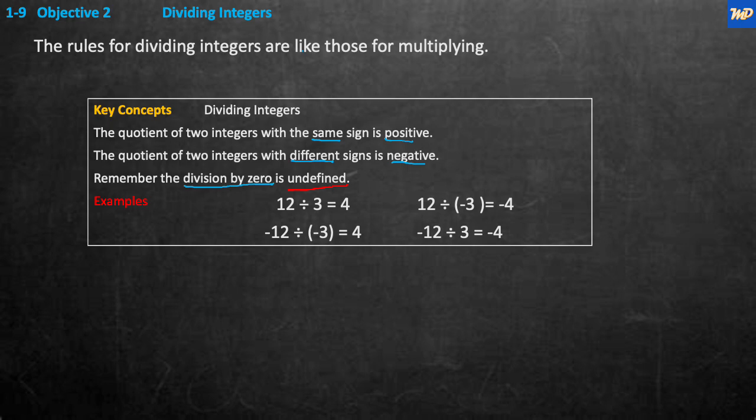And here are some examples. 12 divided by 3, both positive, the answer is positive. Negative 12 divided by negative 3, both the same sign, the answer is positive 4. 12 divided by negative 3 is negative 4, and negative 12 divided by 3 is negative 4.